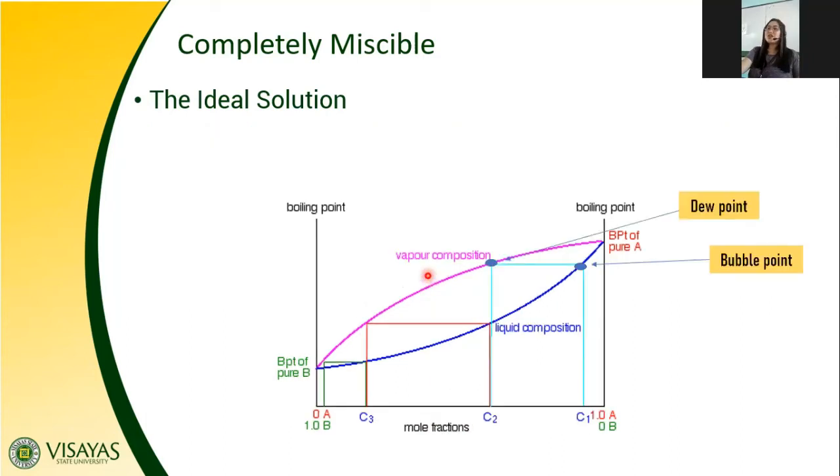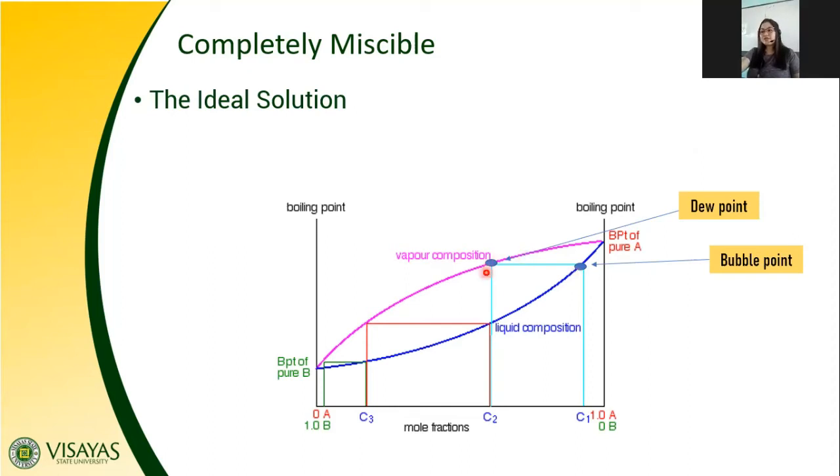So what do we call them? For this point here, when you observe the first drop, the first liquid phase of this particular C1 composition, it is called the bubble point. You can see the first liquid drop of the system.